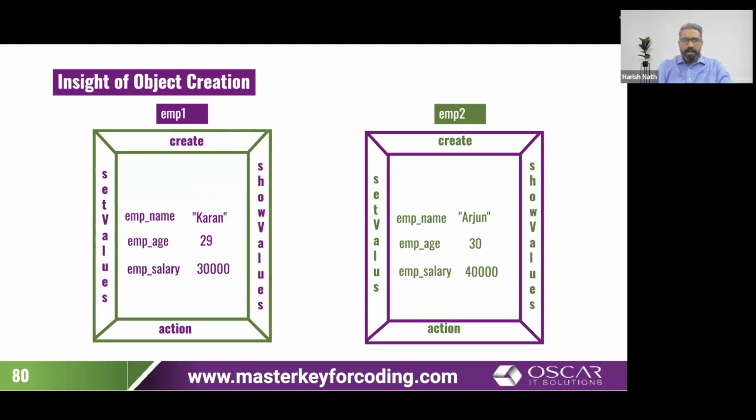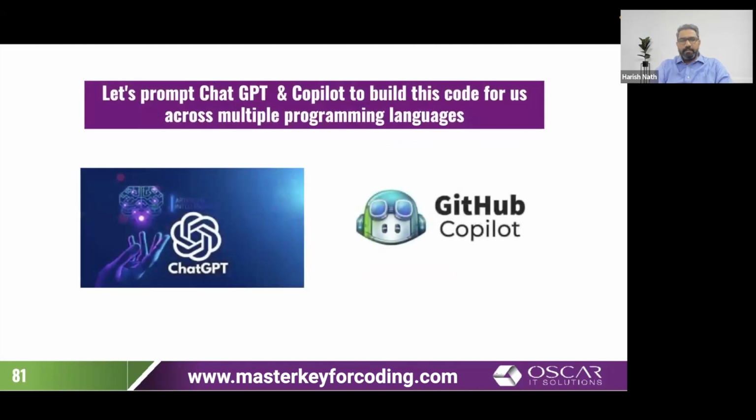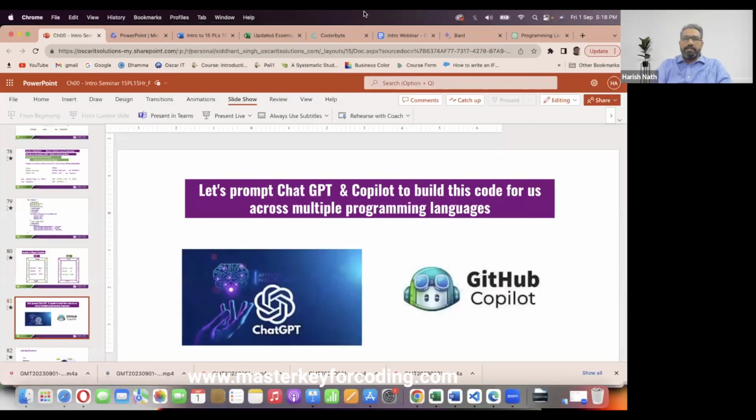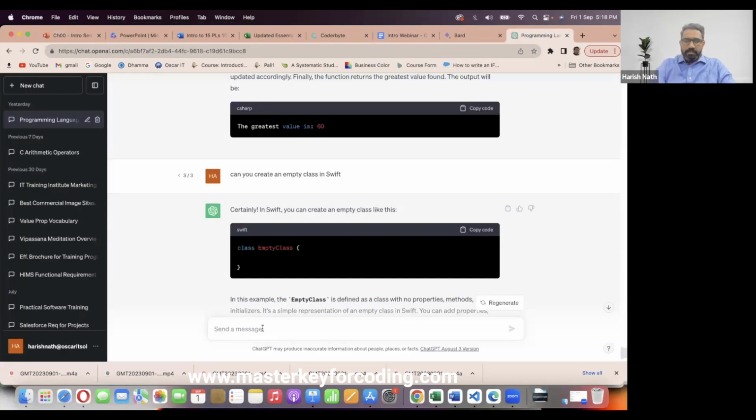We will go to ChatGPT and check this out as well. Let's go to ChatGPT and check out object-oriented programs in different languages. Let's say, create a class, sorry, let's spell it properly. Create a class employee in Java. I haven't taught you Java. I haven't taught you C++. I haven't taught you Python. But now see, create a class employee in Java. Let's move.